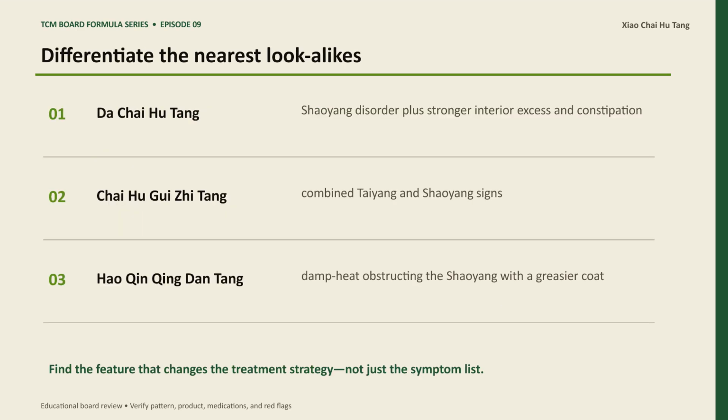Differentiate carefully. Da Chai Hu Tang is a Shaoyang disorder plus stronger interior excess and constipation. Chai Hu Gui Zhi Tang is combined Taiyang and Shaoyang signs. Hao Qin Qing Dan Tang is damp heat obstructing the Shaoyang with a greasier coat. When two formulas seem close, identify the single feature that changes the treatment strategy. Ask whether the presentation is excess or deficiency, hot or cold, exterior or interior, and whether phlegm, dampness, food, blood, or sinking qi is the main driver.